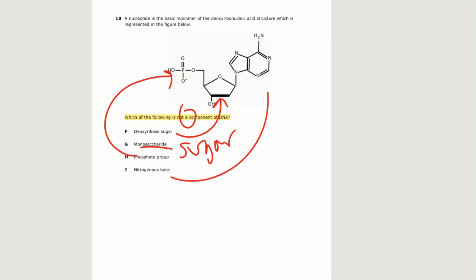Which of the following is not a component of DNA? Deoxyribose sugar. I think that's there. Monosaccharide. What's that? Sugar, remember? And then phosphate. I know the phosphate is right there. And the base is right there. So you know your answer already.